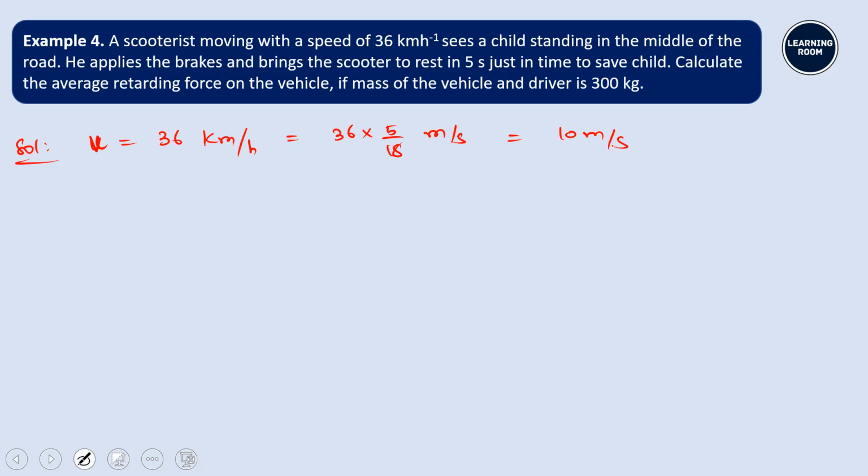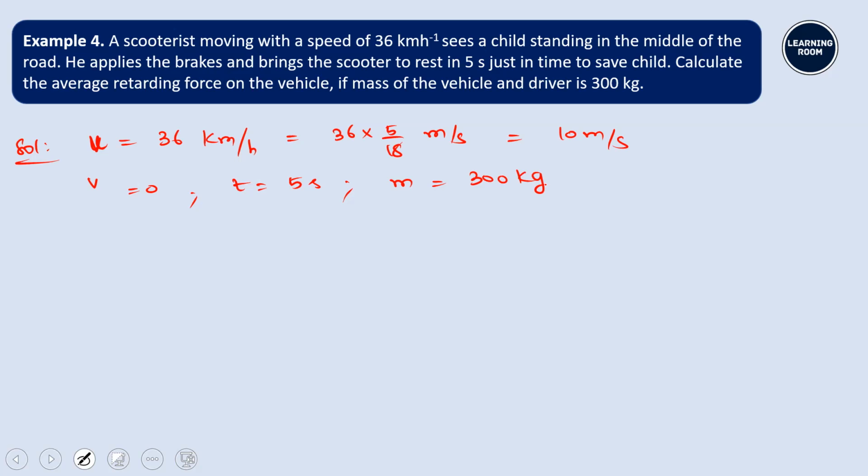Remember, in problems wherever brakes are being applied, the final velocity will mostly be 0, because brakes are applied only with the intention to bring the object to rest. So V will be equal to 0. That's what they have mentioned also. Brakes are applied and the scooter came to rest in 5 seconds. So time will be equal to 5 seconds, and the total mass of the system is 300 kilograms. If this is the given data, our job is to find the average retarding force.